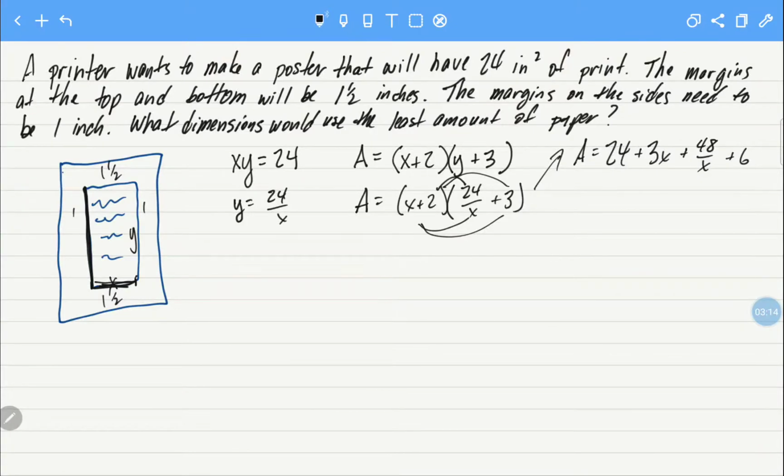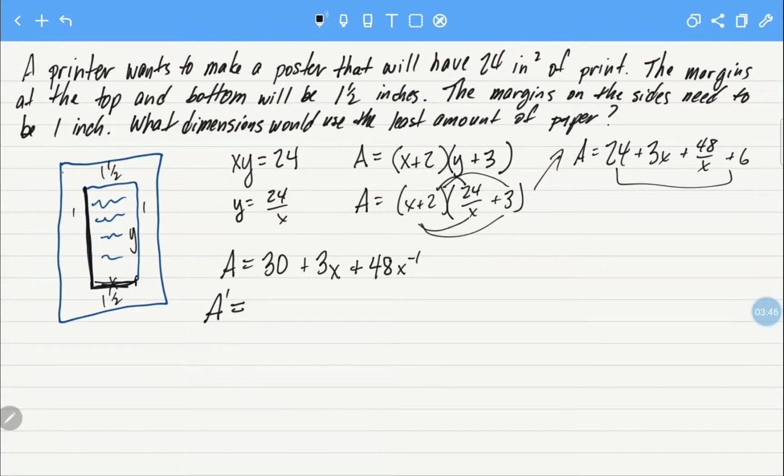I think I can put some things together that go together. We'll come over here. Area equals 24 and 6 is 30 plus 3x, sorry about that, 3x. And the last one is 48 over x. I know I'm going to have to take a derivative, and I don't want to have to use a quotient rule. That just doesn't make any sense to me. So I'm going to write it that way. Okay? All right. Next step, take the derivative.